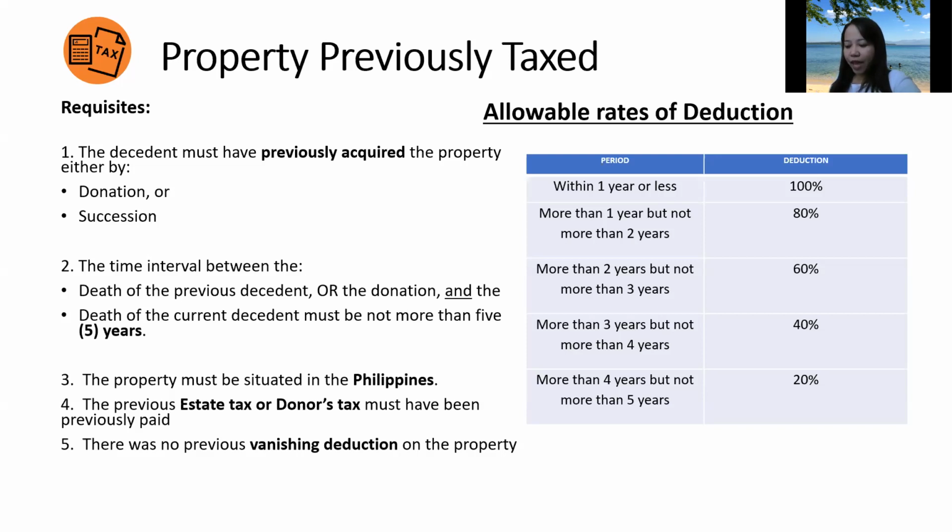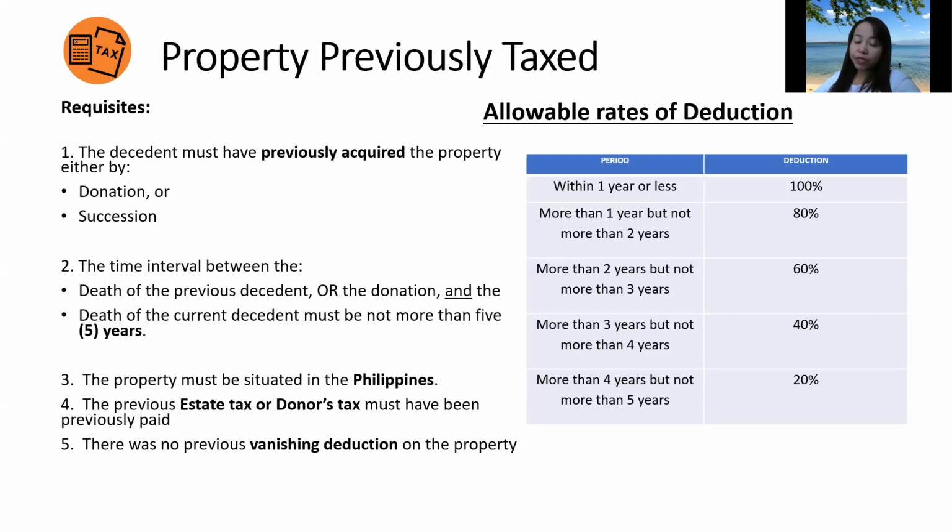If, for example, A, the father, died and a land was inherited by B, his son, and B has also died, and the son of B, C, inherited that property from B. The time when A and B died would be very important to determine the amount that you can claim as a vanishing deduction or PPT, property previously taxed. The time interval between the death of A and the death of B must not be more than 5 years to be able to claim this deduction.